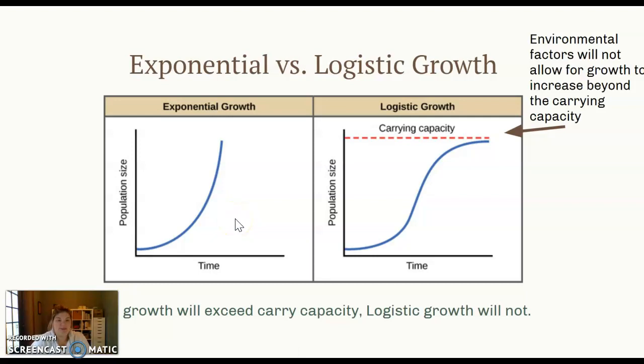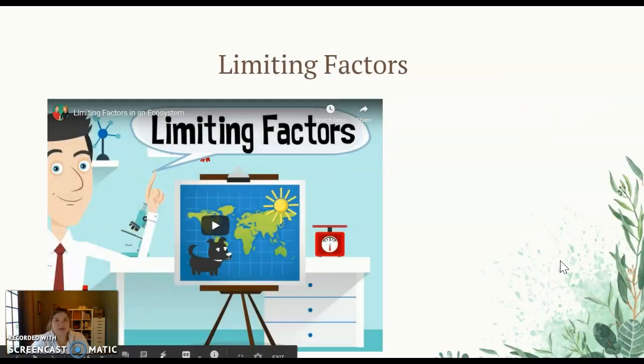Basically, just to recap, exponential growth will exceed carrying capacity because it does not have any way of checking itself, and logistic growth will taper out. All right, this is a video explaining limiting factors. I'll let you guys watch this on your own, but I will go over some limiting factors in the next slide.